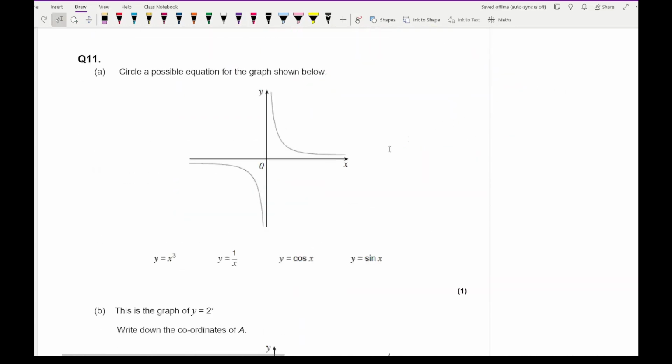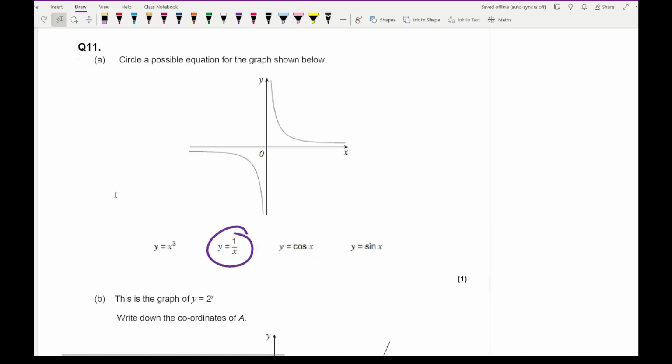Then moving on to our last example question, it says circle the possible equation of the graph shown below. Now this is an exponential graph because it doesn't cross the y-axis, and so this is what we call a reciprocal graph, which is the second option.